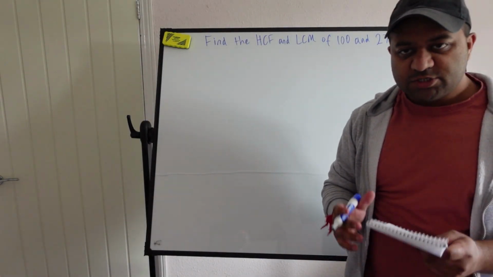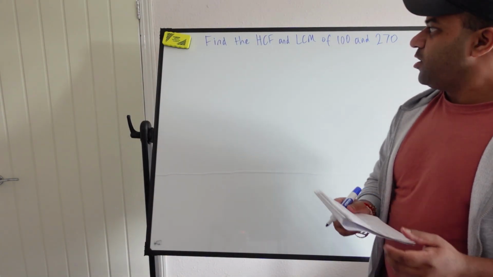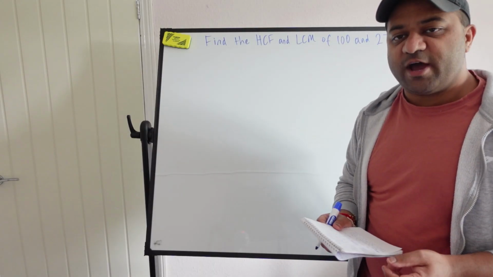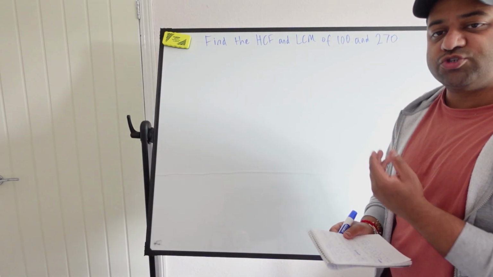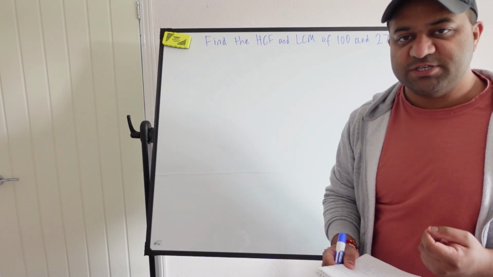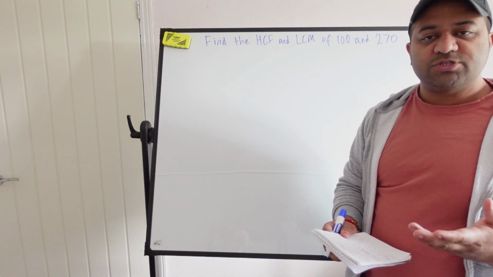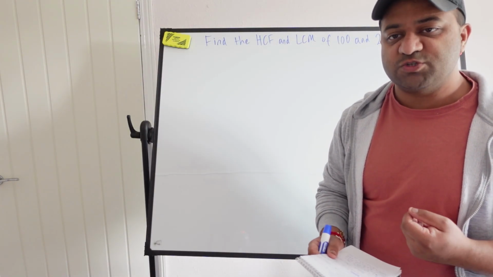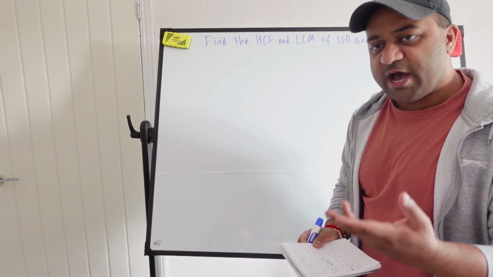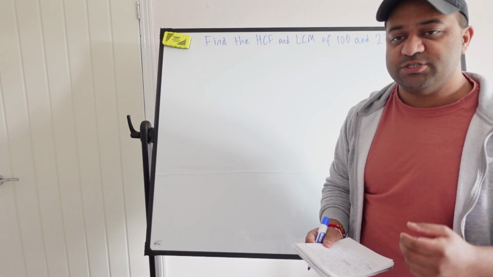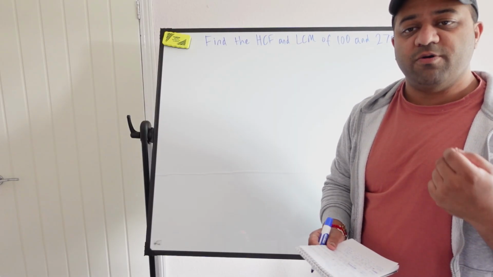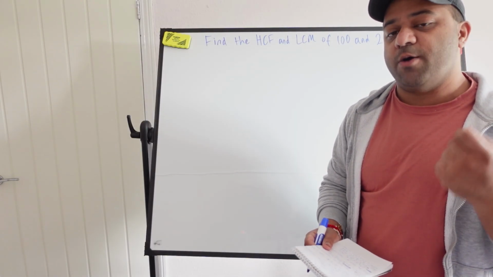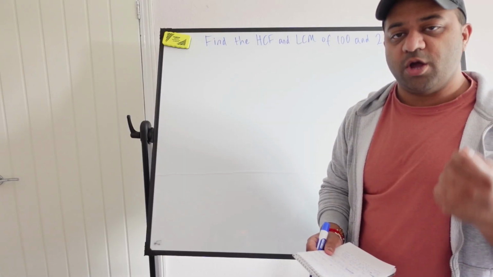Okay, so here's our next question. We're going to find the highest common factor and the lowest common multiple of the numbers 100 and 270. So these numbers are larger than the previous ones, so perhaps doing a multiplication table or writing the multiples might take too long. So in the interest of time, this is where our prime factorization method will come in handy.